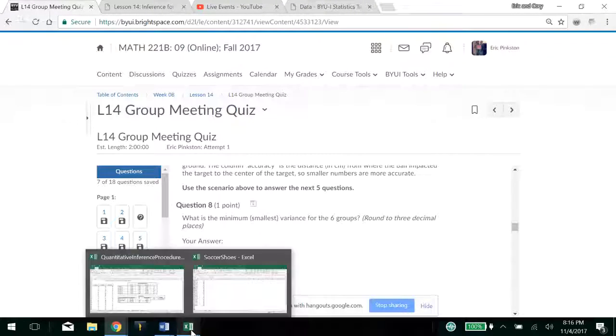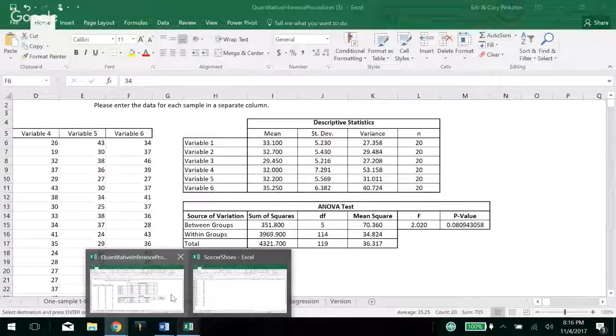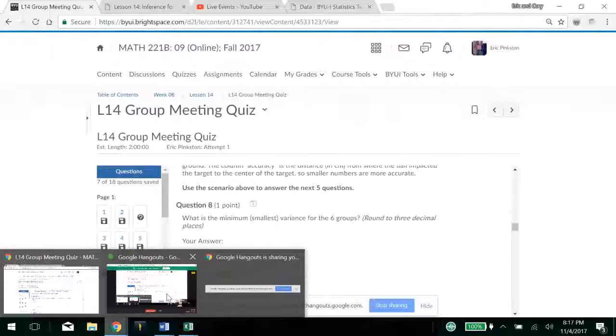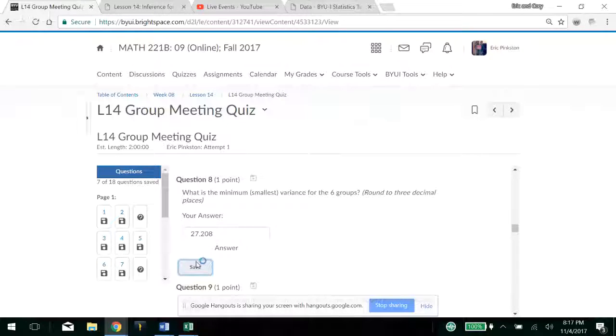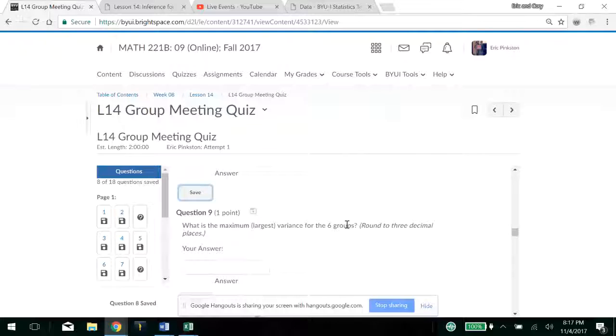Okay. Thank you. All those are plugged in now. What is the minimum, smallest variance for the 6 groups? I'm seeing 27.208. Standard variance 27.208. Yeah. I didn't see any smaller than that in group 3. What is the maximum, largest?